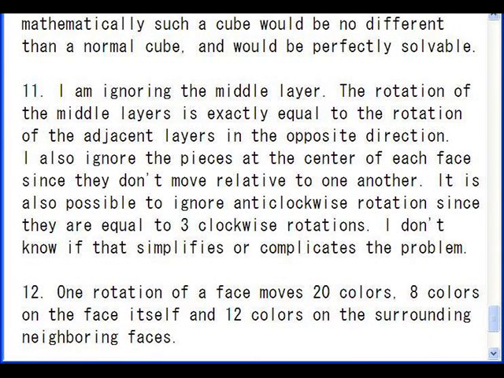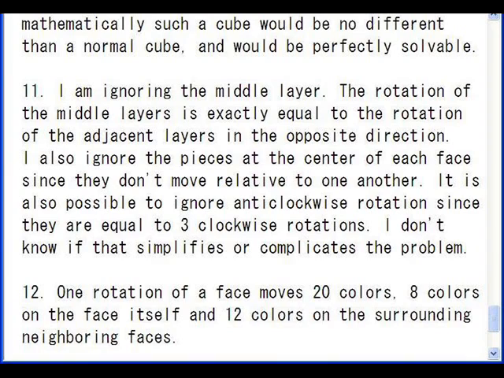I am ignoring the middle layer. The rotation of the middle layers is exactly equal to the rotation of the adjacent layers in the opposite direction. I also ignore the pieces at the center of each face, since they don't move relative to one another. It is also possible to ignore anti-clockwise rotation, since they are equal to 3 clockwise rotations. I don't know if that simplifies or complicates the problem.